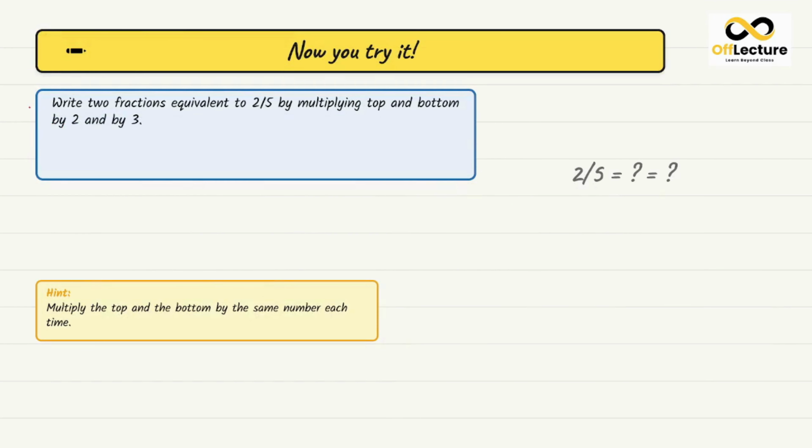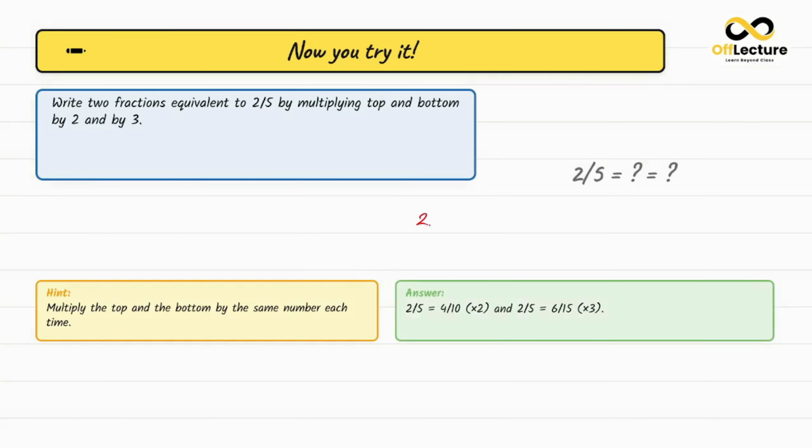Now you guys try this. Write two fractions equivalent to 2 by 5 by multiplying the top and bottom, that is numerator and denominator, by 2 and by 3. The hint is to multiply the top and the bottom by the same number each time. So it will give you the equivalent fraction. Pause the video and then we will see the solution of it.